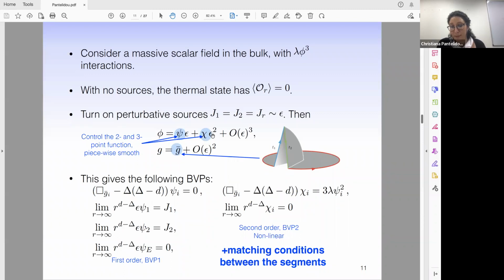So these sources are completely general, could be time dependent, or could be anything at this point. These fields, psi and chi, in principle, yes, or well, the sources J1 and J2. I suppose that could be whatever you want. We are picking them to be constant.